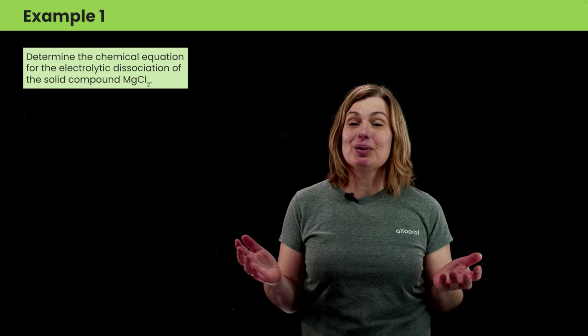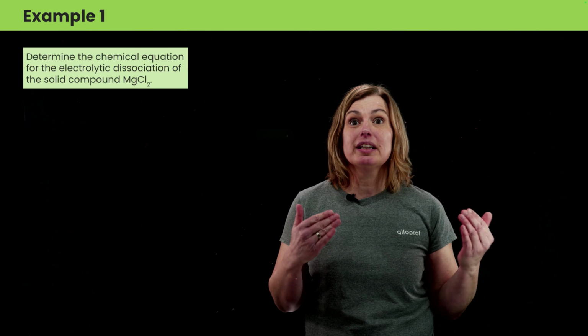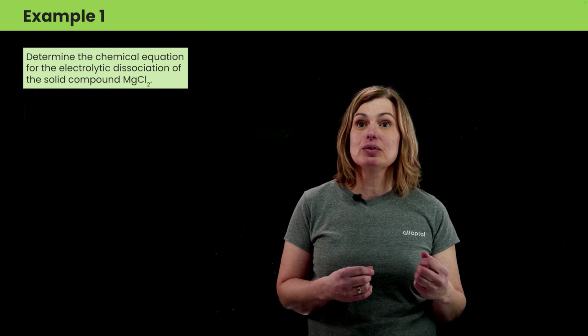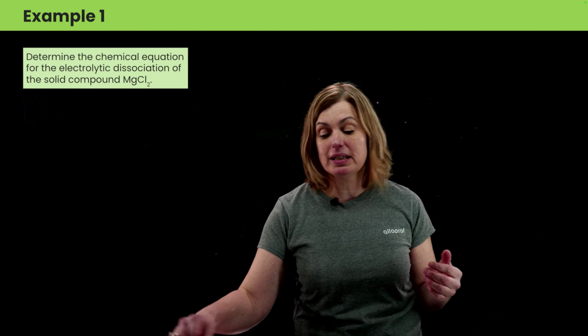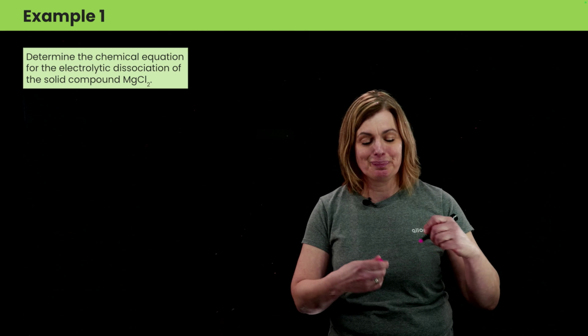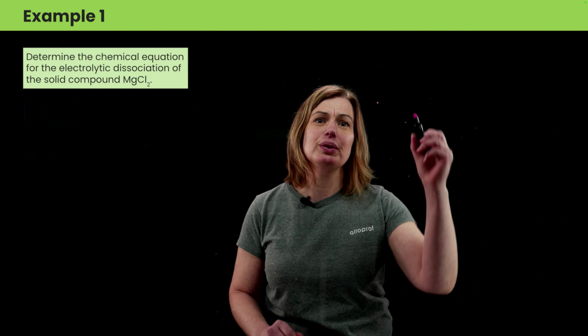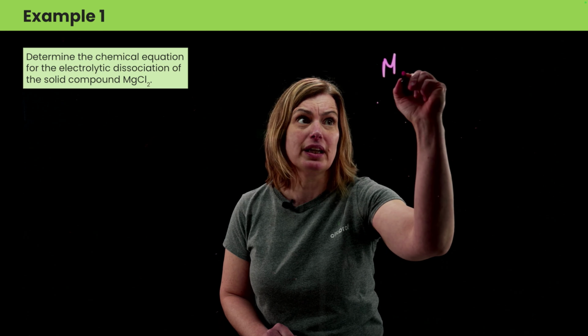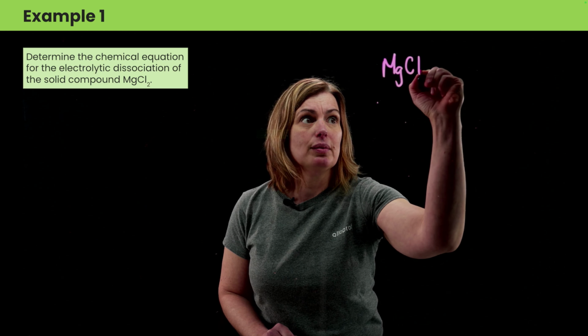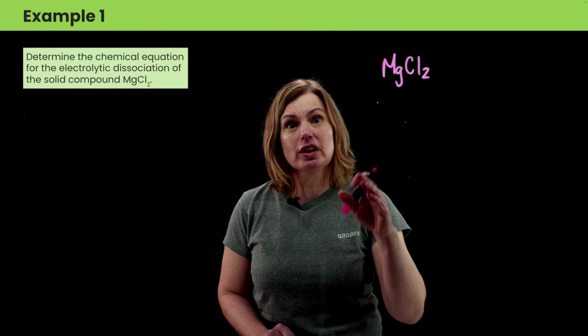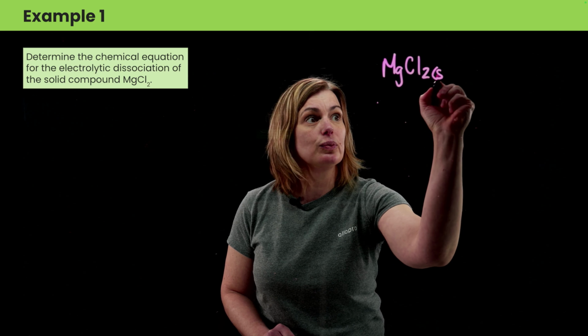Hi, here's an example of how to write a chemical equation for an electrolytic dissociation. Our example is to determine the chemical equation for the electrolytic dissociation of the solid compound magnesium chloride, or MgCl2. First thing I'm going to do here is write my electrolyte, so MgCl2, and I need to make sure that I write the phase that it's in. So we're in the solid phase.